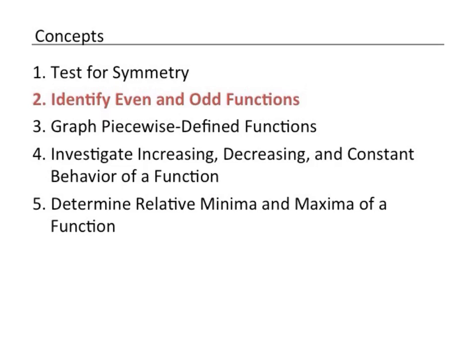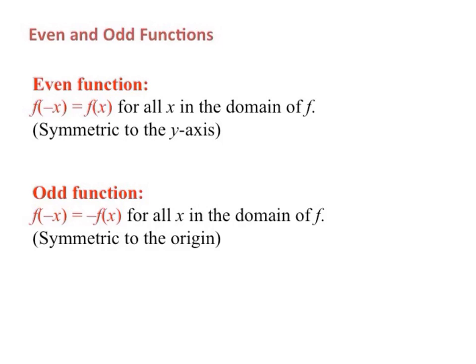Alright, so even and odd functions are very similar to the test for symmetry. As you're testing for symmetry, you can also determine whether a function is even or odd. An even function is symmetric about the y-axis. So that's replacing x with negative x. Once you do that, if you get a y-axis reflection, it's an even function. An odd function is symmetric to the origin. So if you replace x with negative x and y with negative y, and you get your symmetry, then it is an odd function.